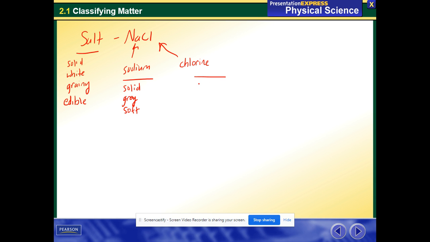Chlorine is different than salt because it is a gas. The color is not white or gray, the color is yellow. And it's actually poisonous. It means you cannot eat it. So I always think it's very funny that two things that you shouldn't be eating can, when you combine them, actually form something that is okay for you to eat.